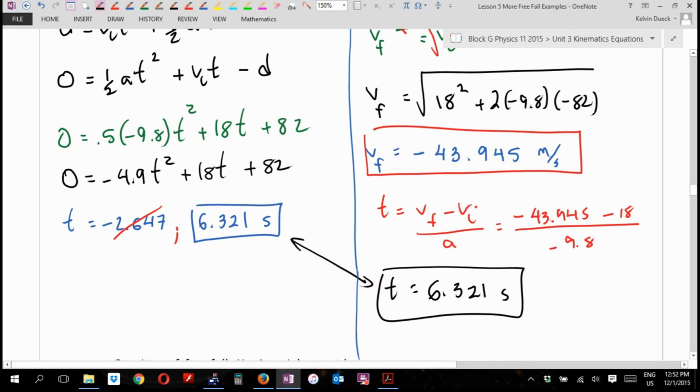You can, if you get good at the quadratic formula, which you are just learning in math right now, use that. If you have a quadratic solver, I would totally do it the left-hand way. You'll still have to make the equation equal to 0 and do a bit of rearranging. Or you can find V final using VF squared equals VI squared plus 2AD, square root. Make it negative because you know you're hitting the ground going down. Find T.